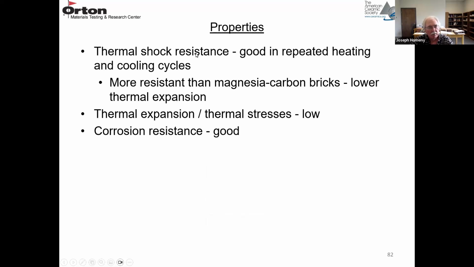So the thermal shock resistance of these materials is good. They're a little bit better in thermal shock than the magnesia carbon refractories because alumina and silicon carbide have lower thermal expansion coefficients than magnesia. So the lower thermal expansion prevents thermal stresses to a better extent. So that gives rise to better thermal shock resistance. And alumina and silicon carbide have good corrosion resistance along with the carbon.